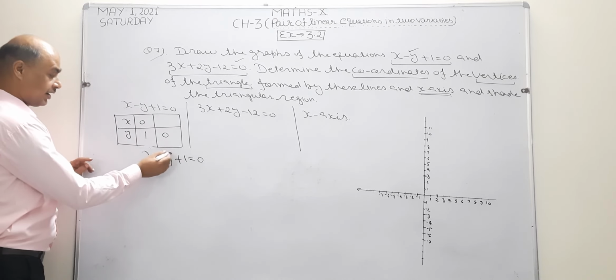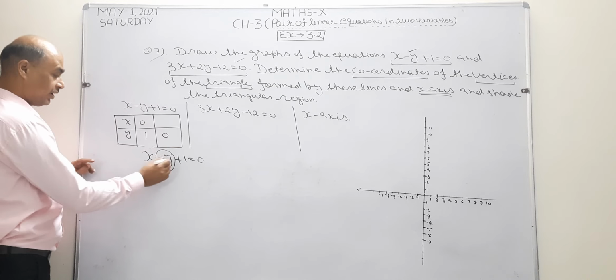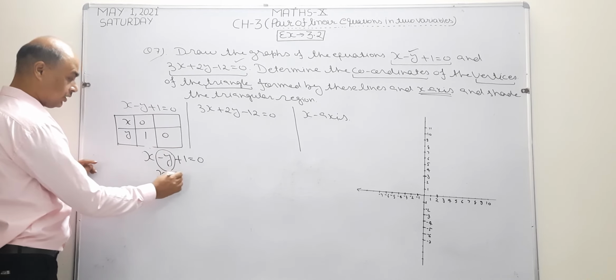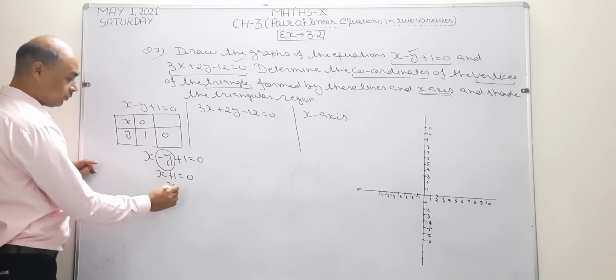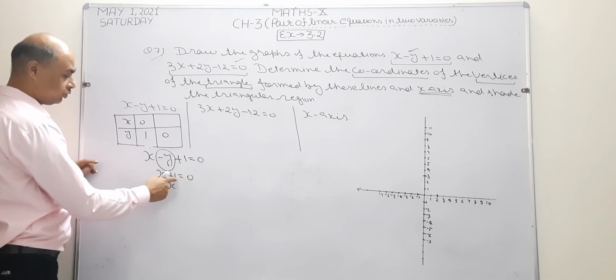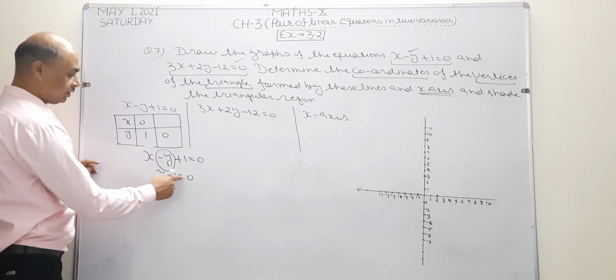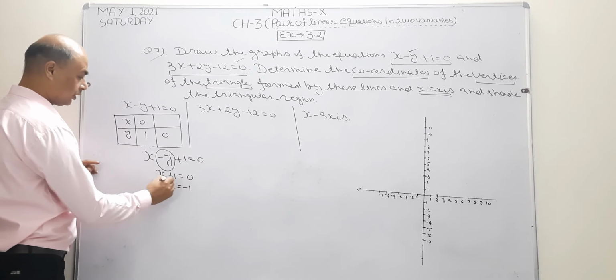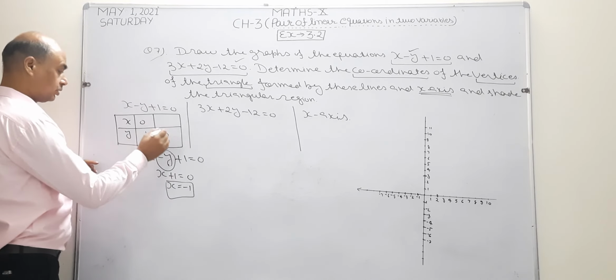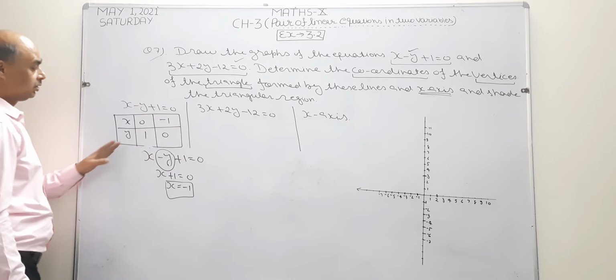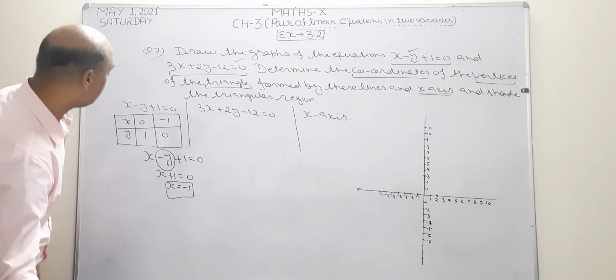This is y and its sign; both become 0. What is left? x plus 1 equal to 0. So the value of x, plus 1, going to change its side, so it becomes positive to negative. So x becomes minus 1. This is the value of x. I write here minus 1. Now the table of the first equation is complete.